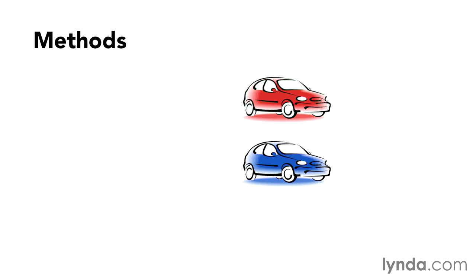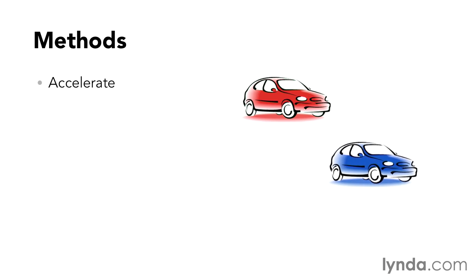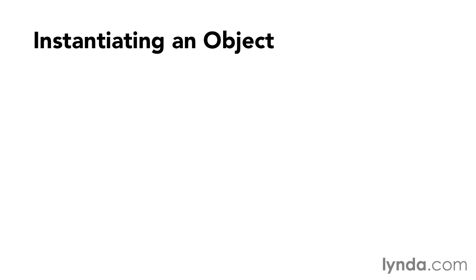Methods dictate what an object can do. In the case of a car, accelerate is a useful method. Although all cars can accelerate, they operate independently of each other. In programming terms, you create an instance of a class or instantiate an object.